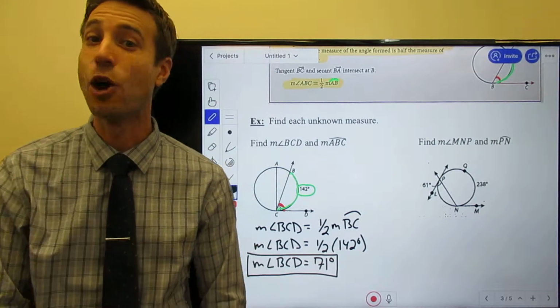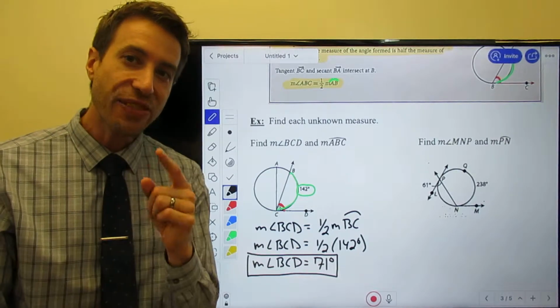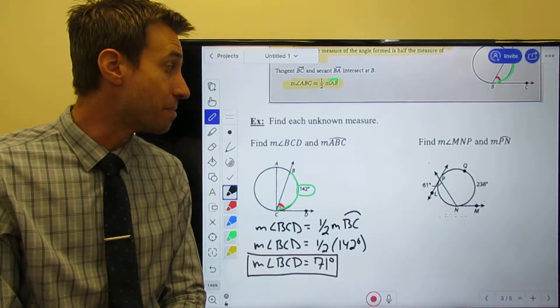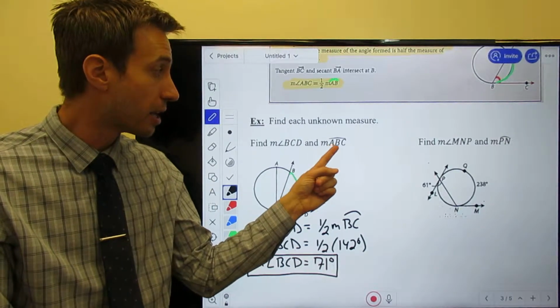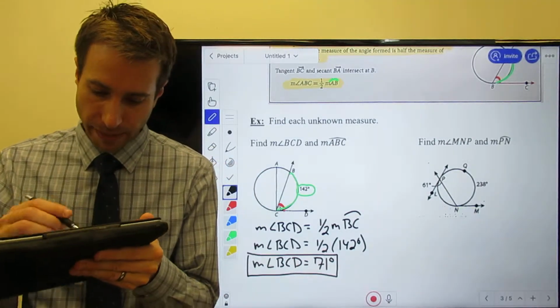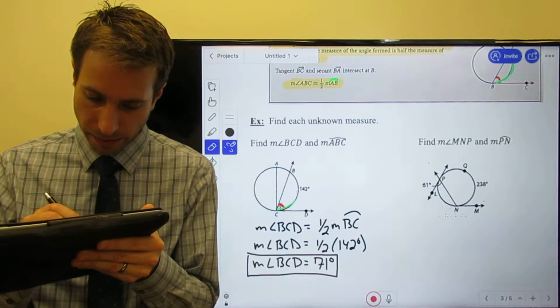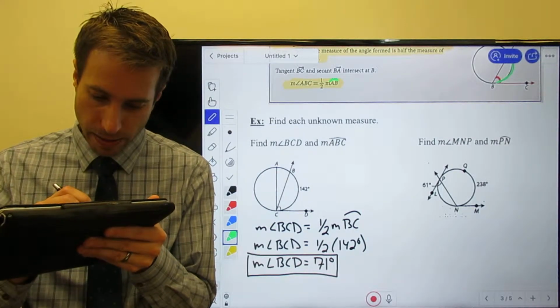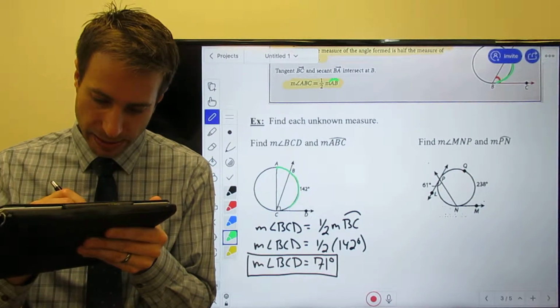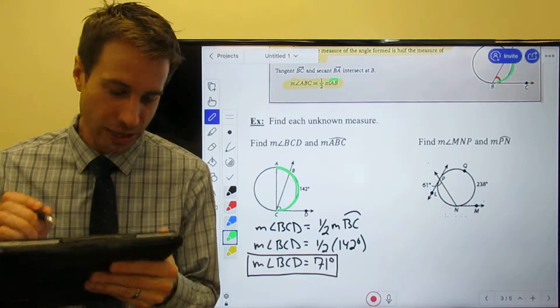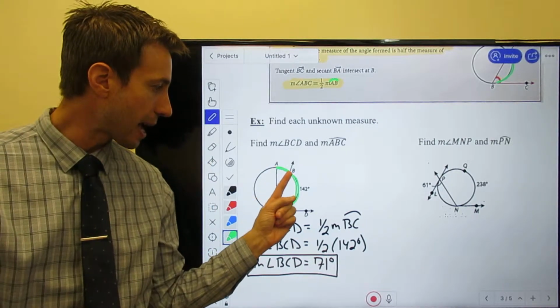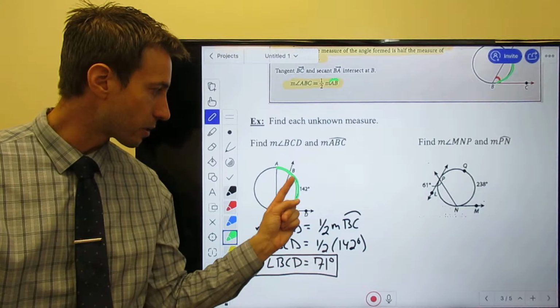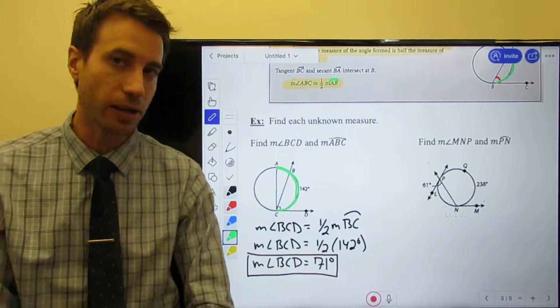Let's keep going, because we didn't stop there. I then want you to find the measure of arc ABC. Let me erase this stuff. Here's the arc ABC. I want you to find the measure of that arc.